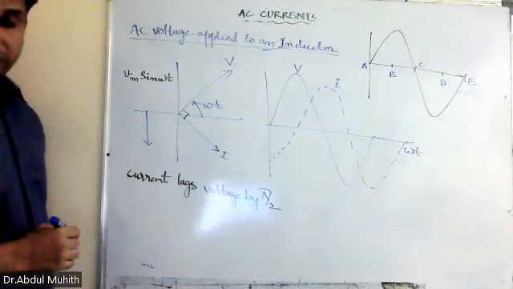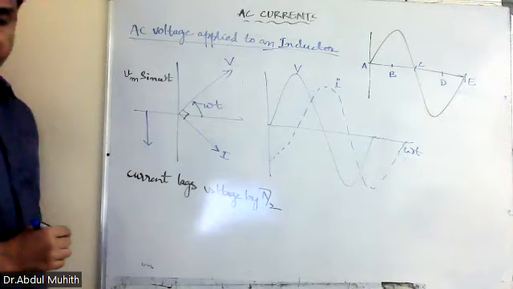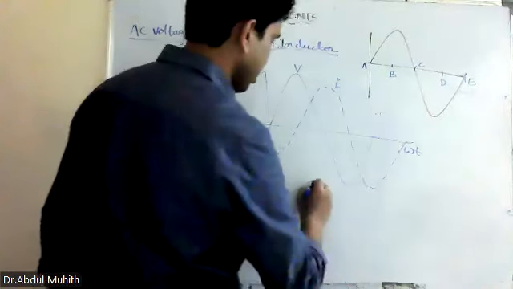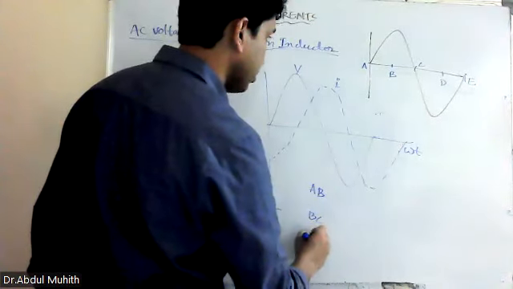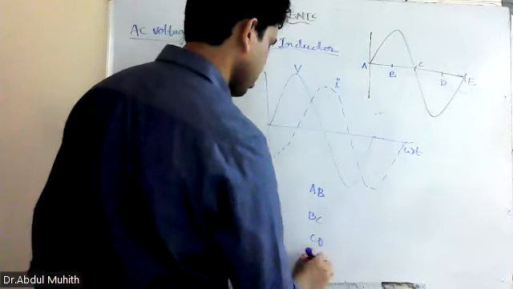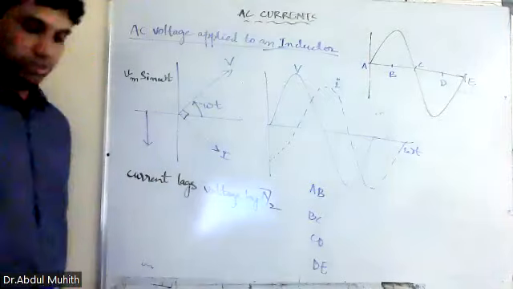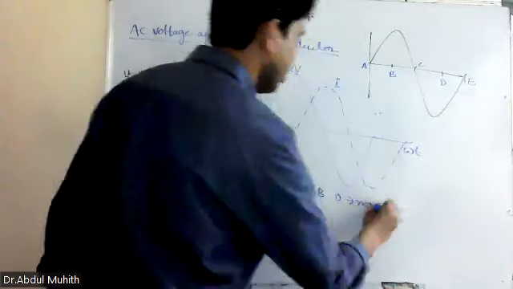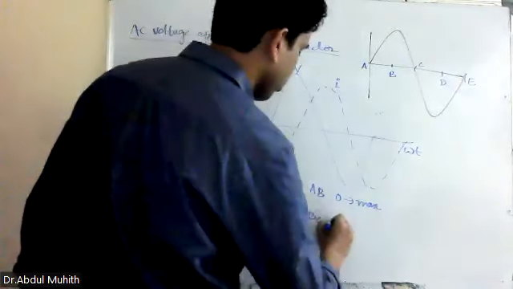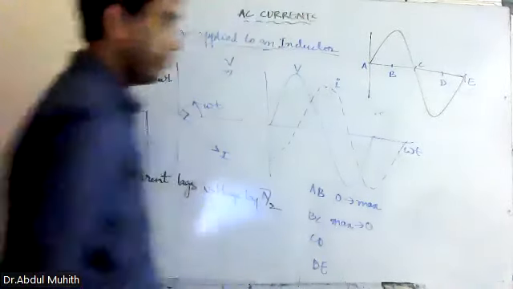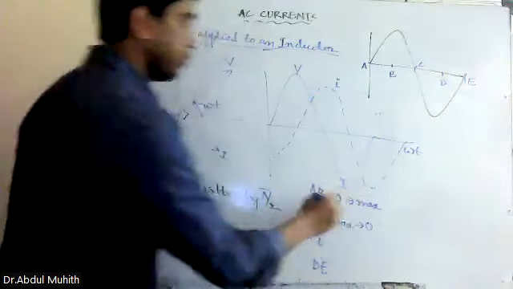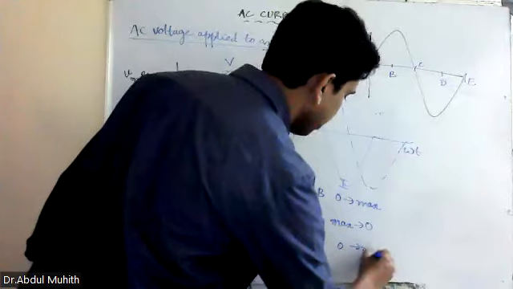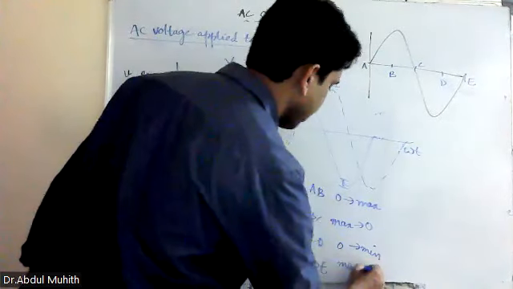These are the 5 points. So what happens here? From A to B, the current goes from 0 to max. Then B to C, C to D, and D to E. So the current becomes 0 to maximum, then maximum to 0, then 0 to minimum, then minimum to 0. This I'm speaking about the current.